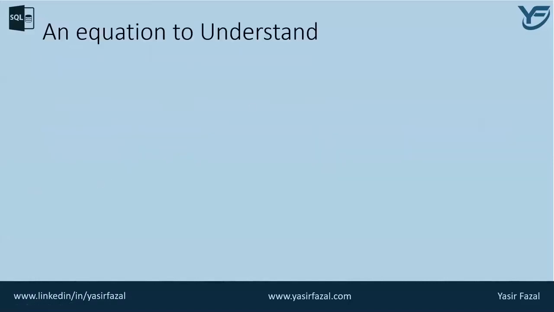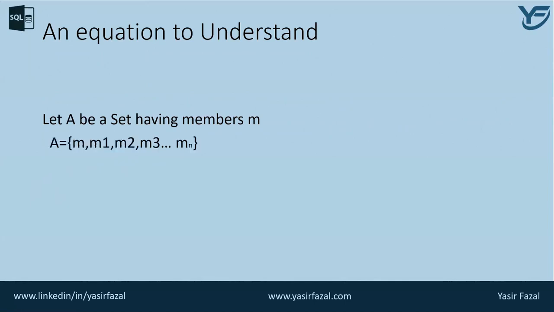Let's move towards a more mathematical form of the set. For defining the set, if I say I have a set A and it has various members M, how can I write that? I will simply write A, the set name, equals, and I will write down the members enclosed in curly braces.